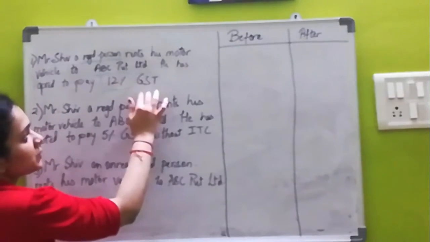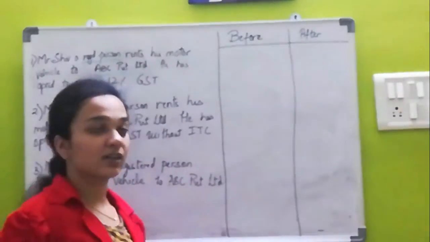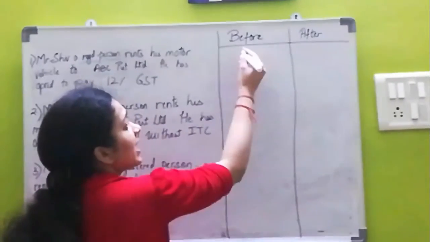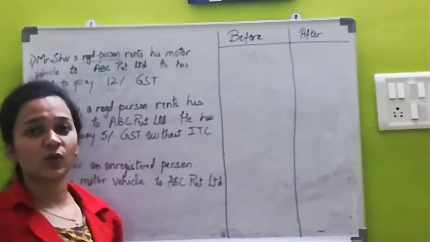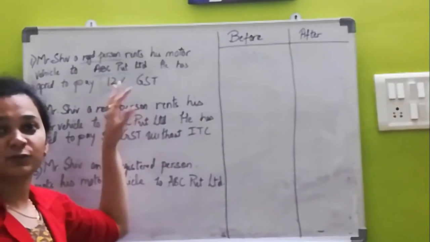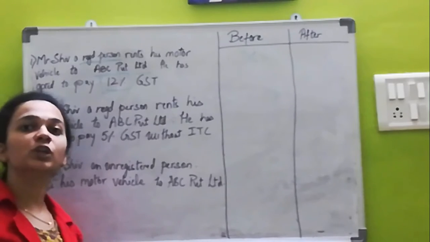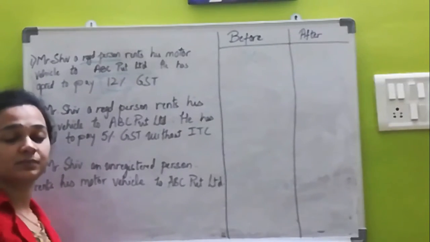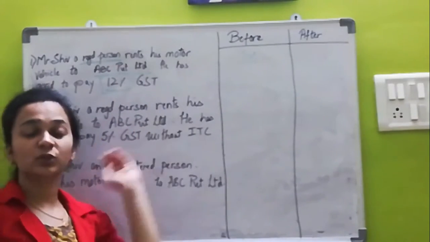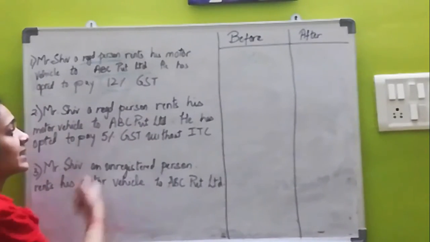So in this situation, what was the scenario before the amendment had come in? Here the body corporate, that is the recipient, will not have to pay any tax on reverse charge basis because the supplier himself has opted to pay tax at the rate of 12%. So there is no need for the body corporate, that is ABC Private Limited, to pay tax under reverse charge mechanism.